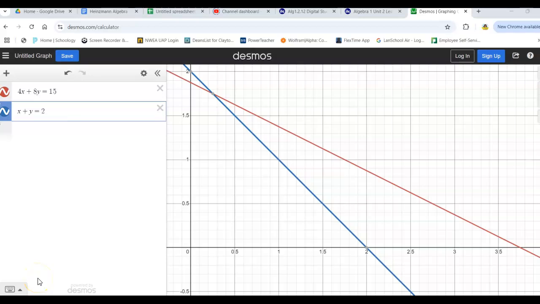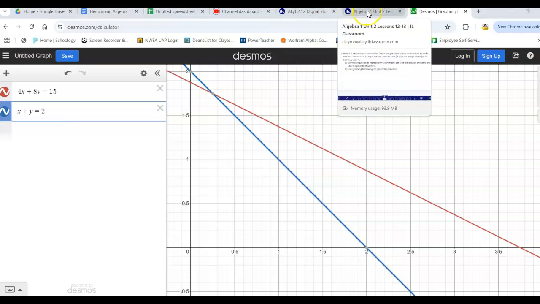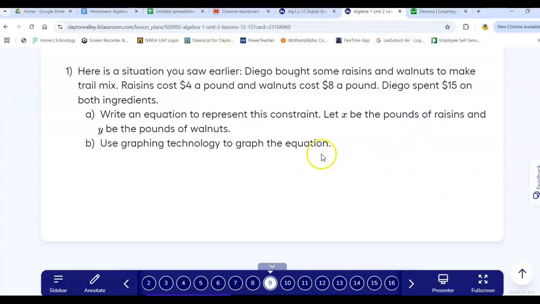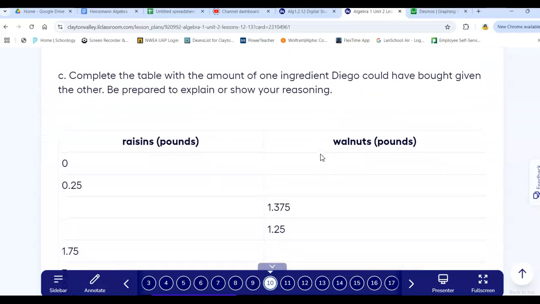Okay, Algebra 1 students, welcome to part 2 of our combination lesson 12 and 13. So now we have graphed both of our lines. We can see that they cross. That's interesting. So let's go back to the lesson and see what they want you to do.